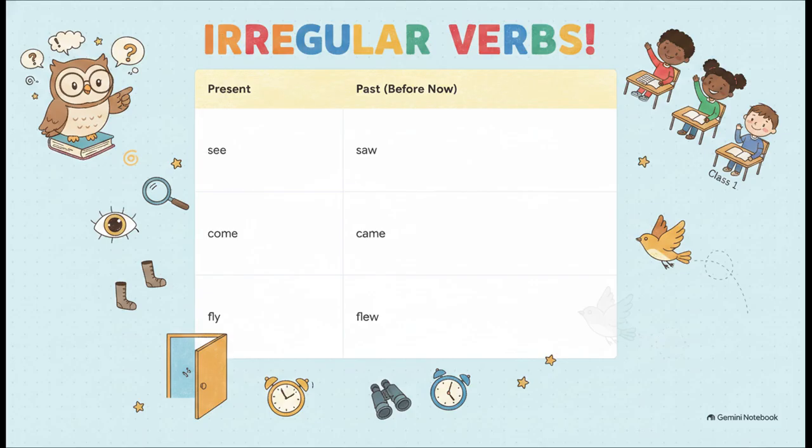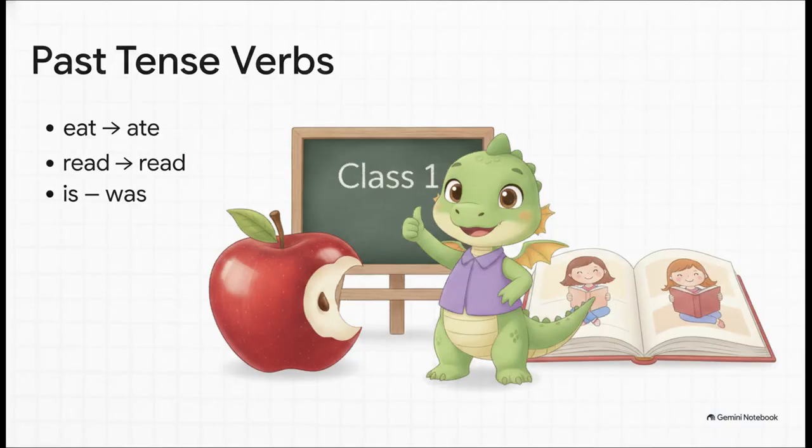Fly becomes flew. They're definitely tricky, but I know you're smart enough to memorize the whole lot of them. Let's read these out loud together so we can see these rule breakers in the wild. If you just had a delicious snack, you wouldn't say eat it, you'd say I ate an apple. Spot on. And what about story time?